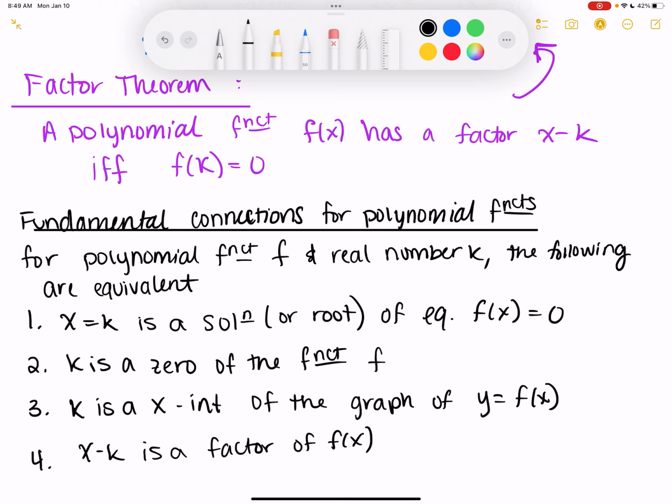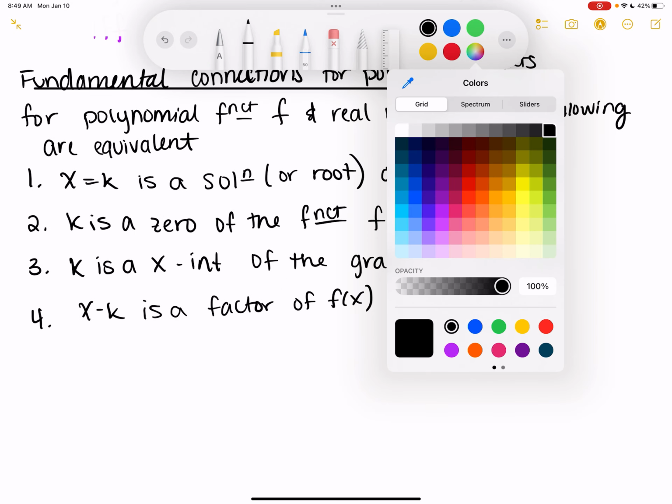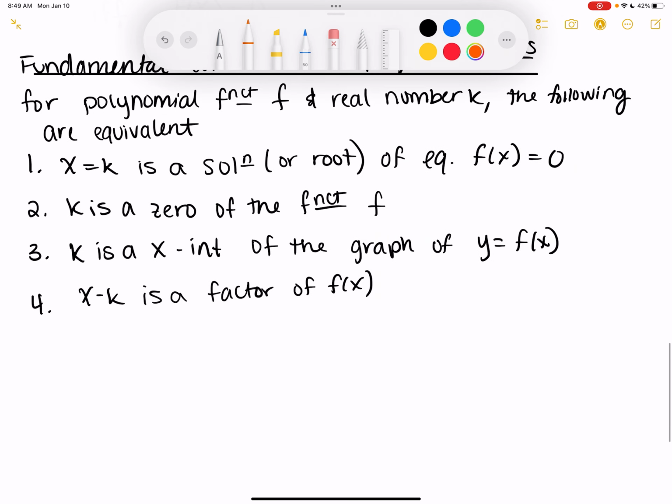There's a little bit more notes that I was going to do later, but I'm just going to go ahead and do them now so you have them all. Alright, so then we have the rational zeros theorem.